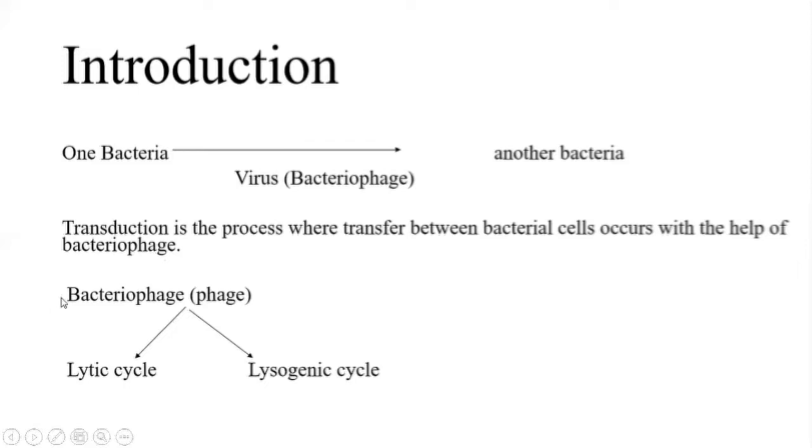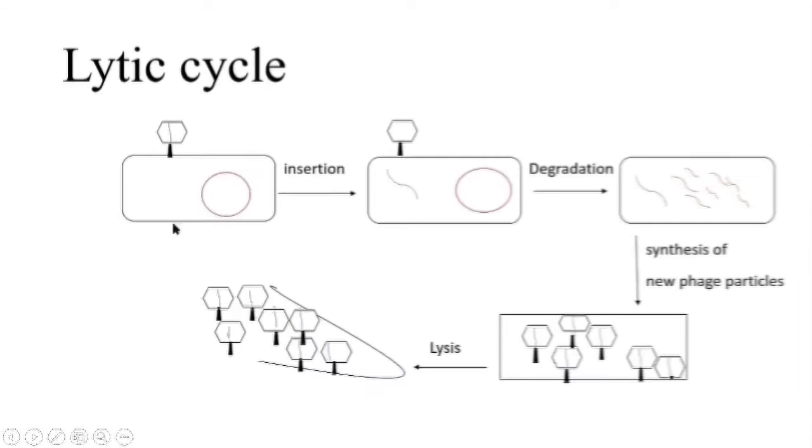Whenever a bacteriophage infects the bacterial cell, it may show either a lytic cycle or a lysogenic cycle. So first, let's start with the lytic cycle. In a lytic cycle, when a bacteriophage infects the bacterial cell, it injects its DNA, that is viral DNA, into the host cell. Now this viral DNA synthesizes some protein which degrades or breaks down the bacterial genome.